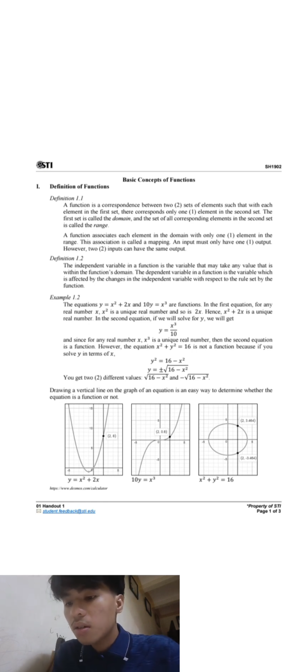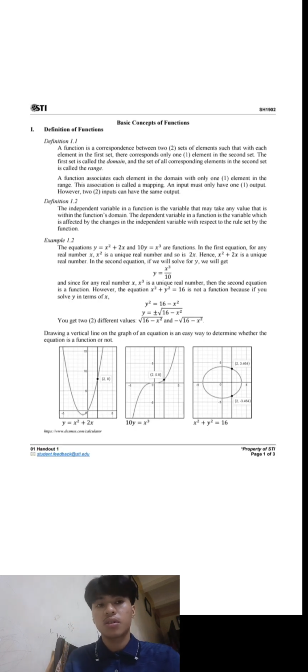So, the basic concept of function is a correspondence between two sets of elements such that with each element in the first set there corresponds only one element in the second set. The first set is called the domain and the set of all corresponding elements in the second set is called the range.